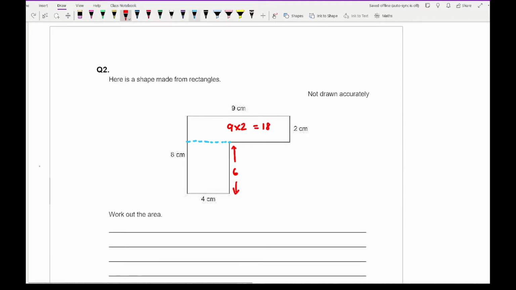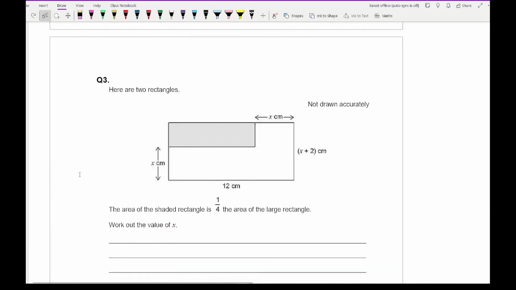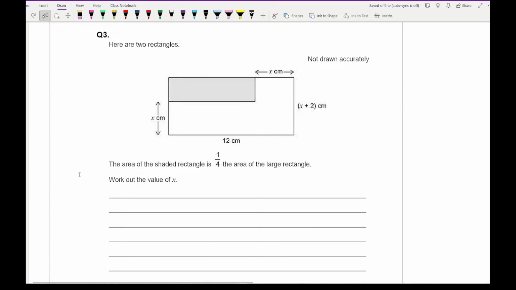Now note how there's no need for me to work out what this length here is. However, if I did split the L shape into the other 2 rectangles, then I would need that yellow line. But for this I don't, so this is going to be 6 times 4, which is 24. So then the total area is going to be 18 plus 24, which gives me an answer of 42 centimetre squared. I think the units are given in this question. Yes, it is.